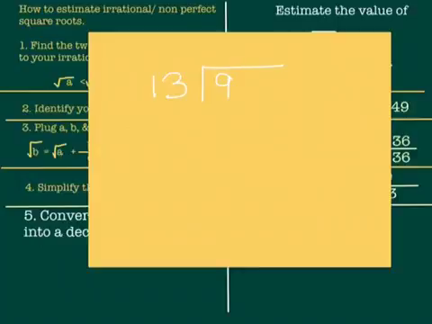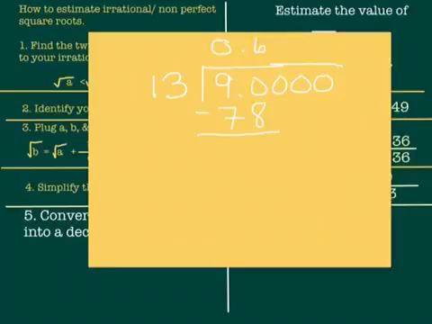I know that 13 goes into 9 0 times, so I'm going to put a decimal and then a couple zeros. I don't know how far I'm going to have to go, so I'm just going to put a couple zeros. 13 goes into 90 6 times. So 13 times 6 is 78.